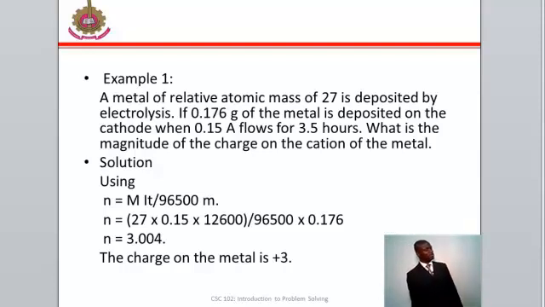It means the charge on the ion or the charge on the metal in question is plus 3. The charge is plus 3.